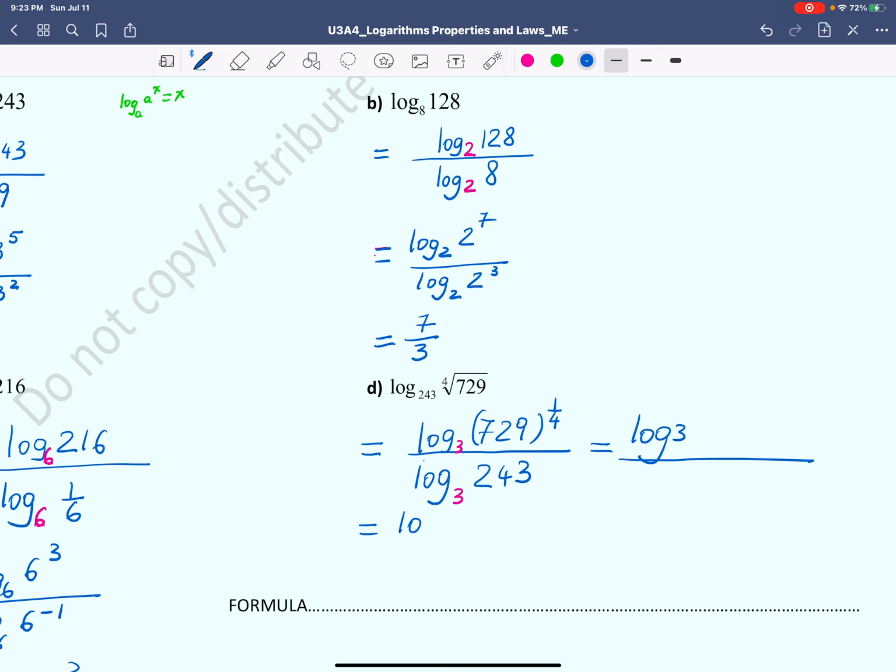We have to work now on log with base 3 of 729. I know that 3 to the 4 is 81, 3 to the 5, 243. And if you multiply 243 by another 3, you get 729. So that means that 729 is 3 to the power of 6, and 243 is 3 to the power of 5. So notice that now the answer is simply 6 divided by 5.